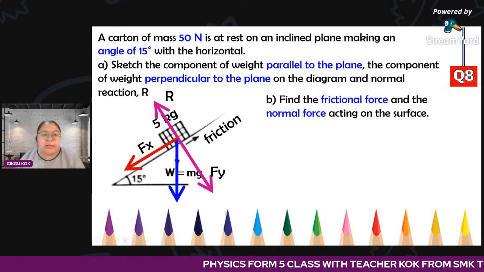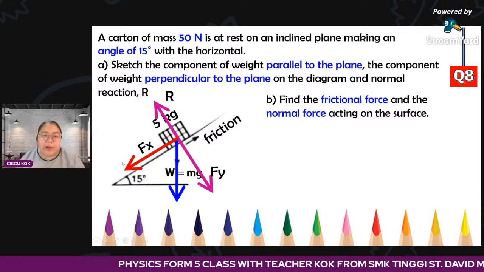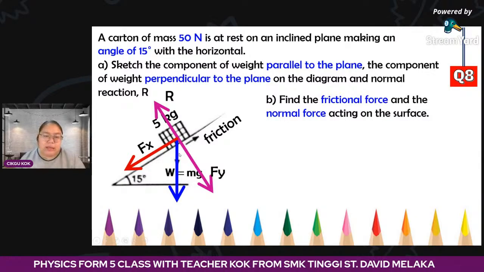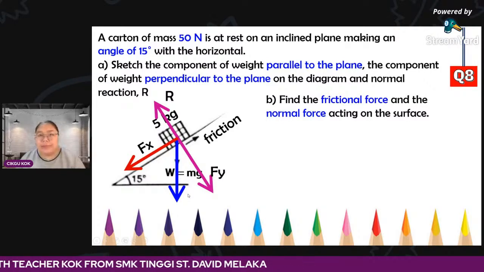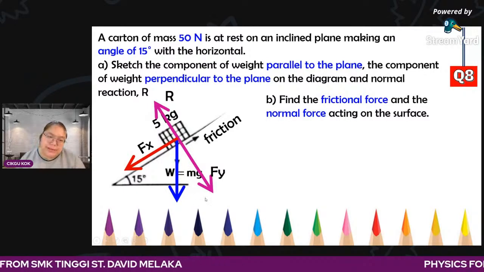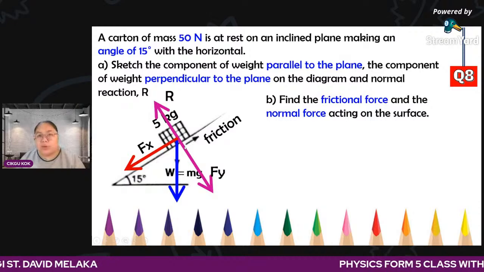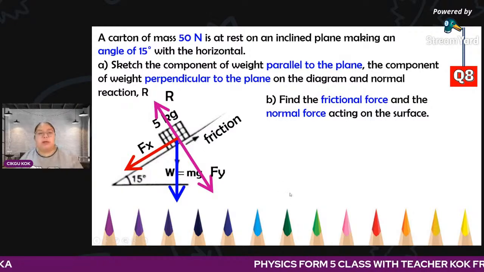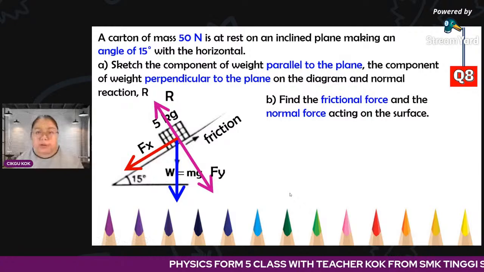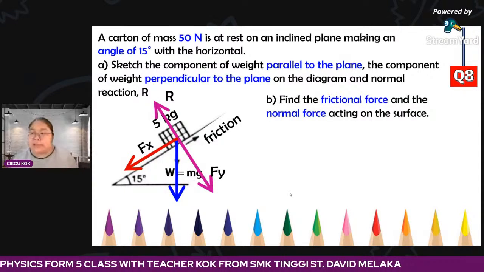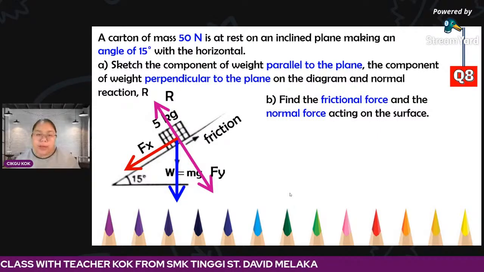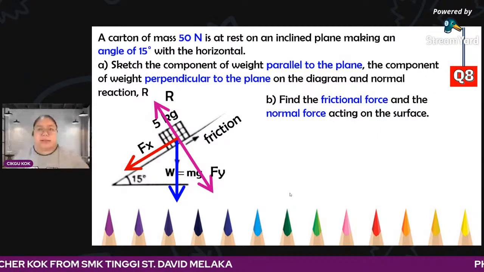Okay, friction is how many? Friction is Fx. This one is an angle of 15. So Fx, if you bring down, there should be sine. Fy is beside the angle, so we're using cos. So straightforward, give me the answer for the frictional force, and another one should be the normal force. Okay, I just wait for your answer.